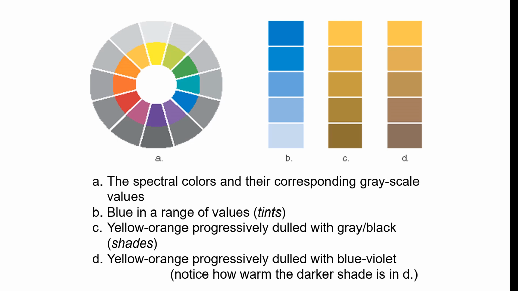So the blue violet is yellow orange's opposite or complement, and we get a kind of warmer shade, and I think a more sophisticated shade in a way.